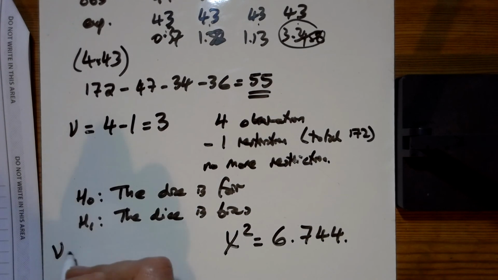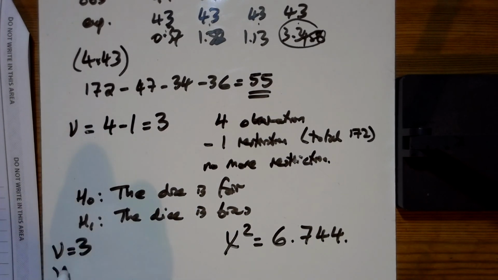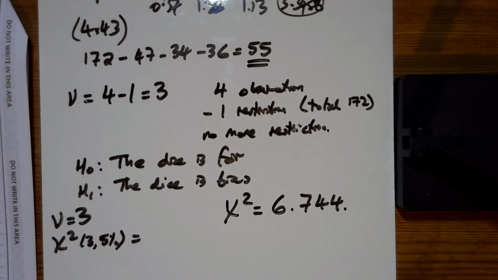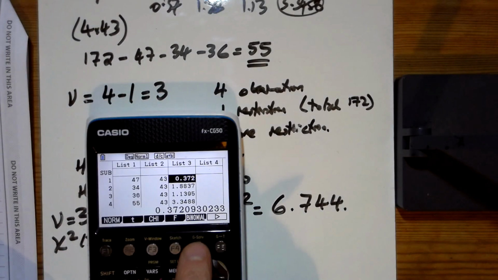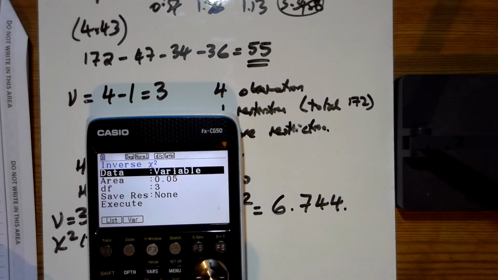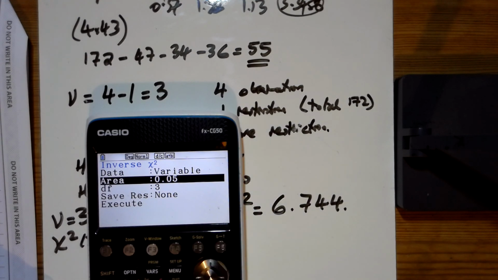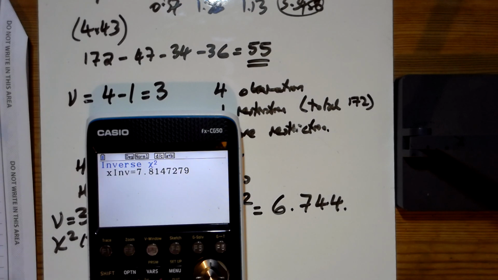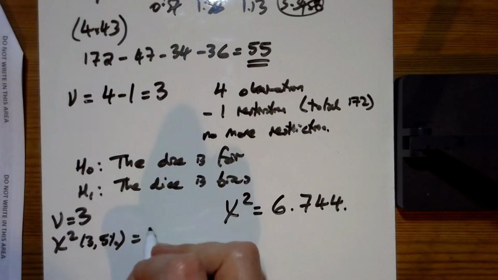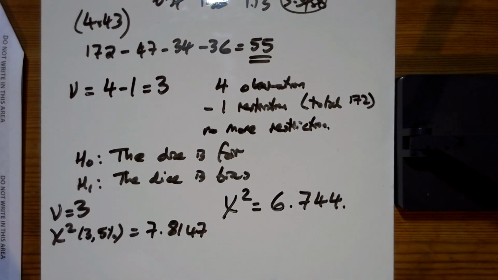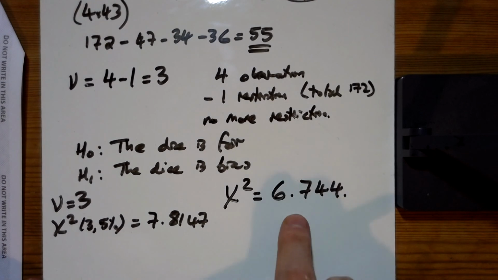Now, with 3 degrees of freedom, what is our critical value? So our chi-squared value for 3 degrees of freedom at 5%, and we can do that on the calculator as well. So distributions, chi-squared, inverse chi-squared, and there we got degrees of freedom 3 and area of 5%. The critical value is 7.8147, and do write a little bit more than you expect there. 7.815 is probably enough.